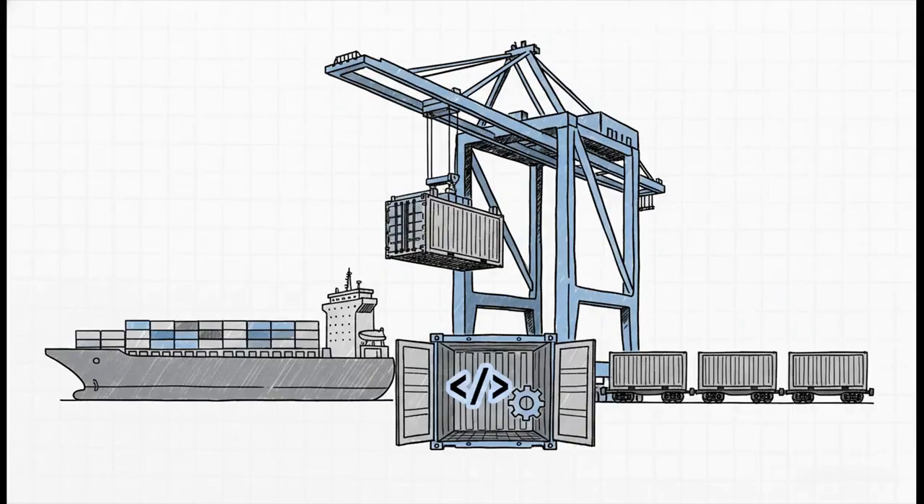Honestly, the best way to think about it is like one of those big metal shipping containers you see on boats, right? It doesn't matter what's inside. It could be bananas, it could be TVs, it could be cars. The box itself is a standard shape. That means any crane, any ship, any truck, anywhere in the world knows how to pick it up and move it. Docker containers are the exact same thing, but for software.